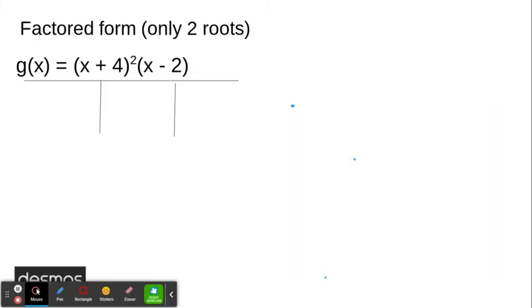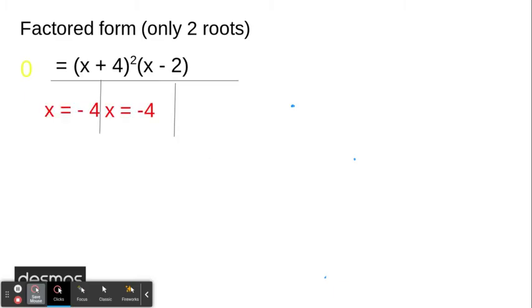Here is a really interesting cubic function written in factored form. And the reason why I like this is because two of the factors are the same. If I make my f of x equal to 0, in other words, y is 0, I'll find my x-intercepts. But two of the factors are the same. So therefore, two of the roots are going to be the same.